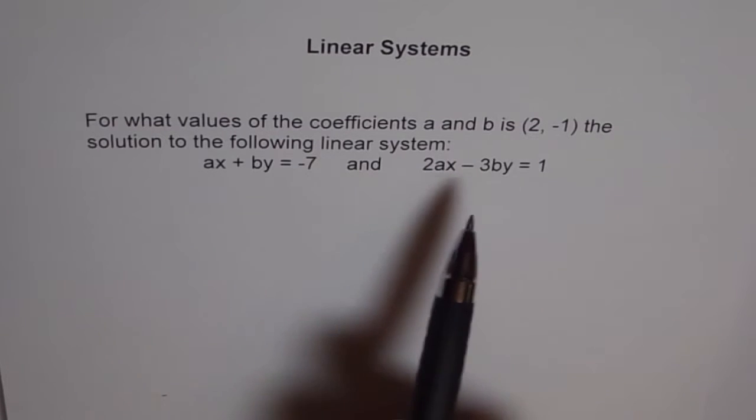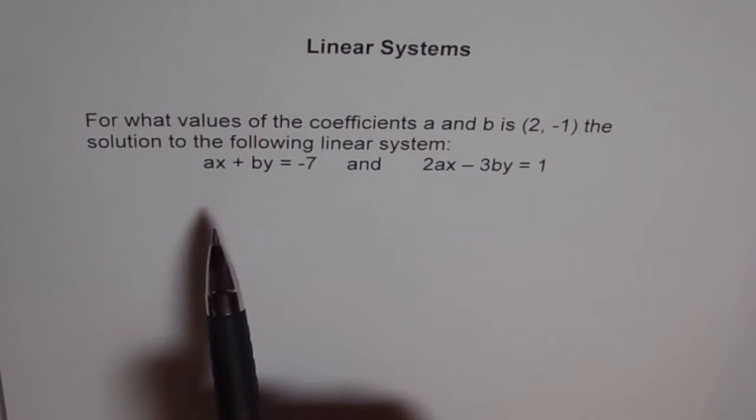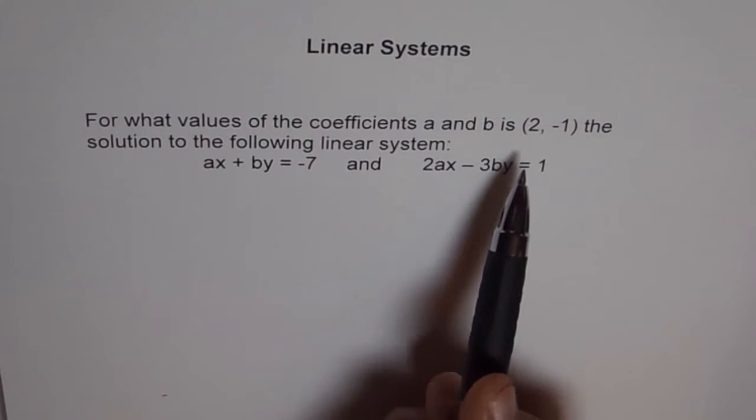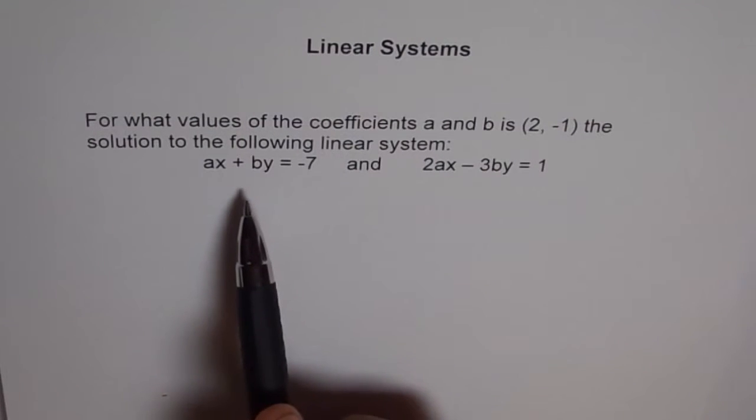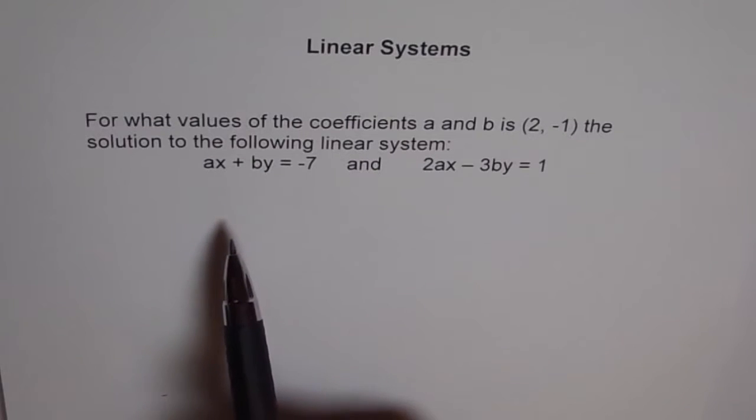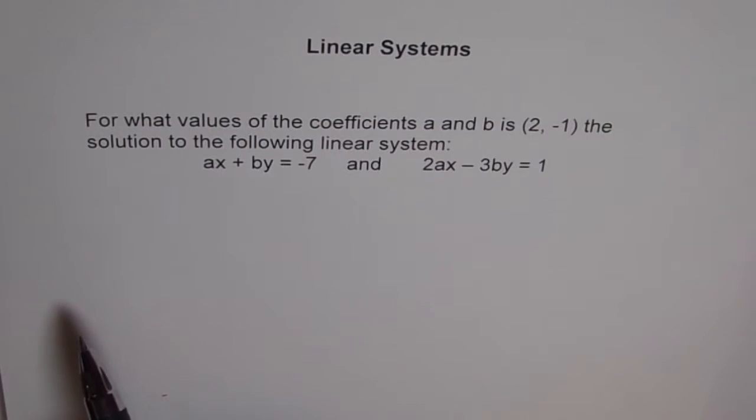Now, since (2, -1) is the solution, then we should plug in (2, -1) here, and then we have two different equations with two variables. And then we can use substitution or elimination to solve for those variables, right?